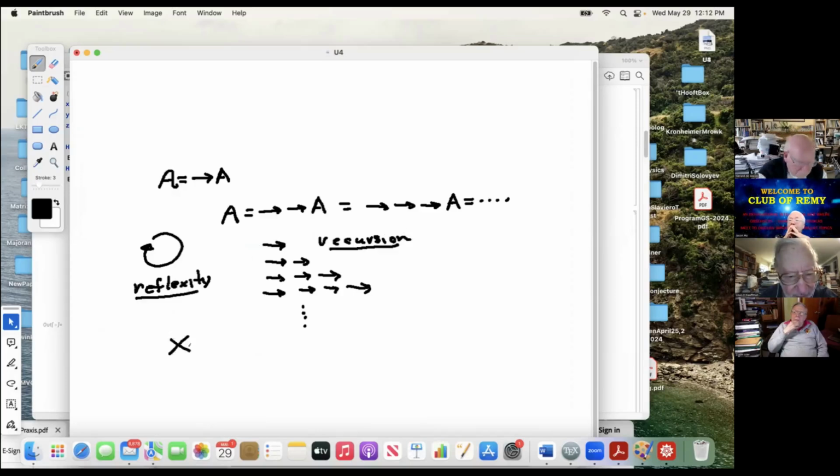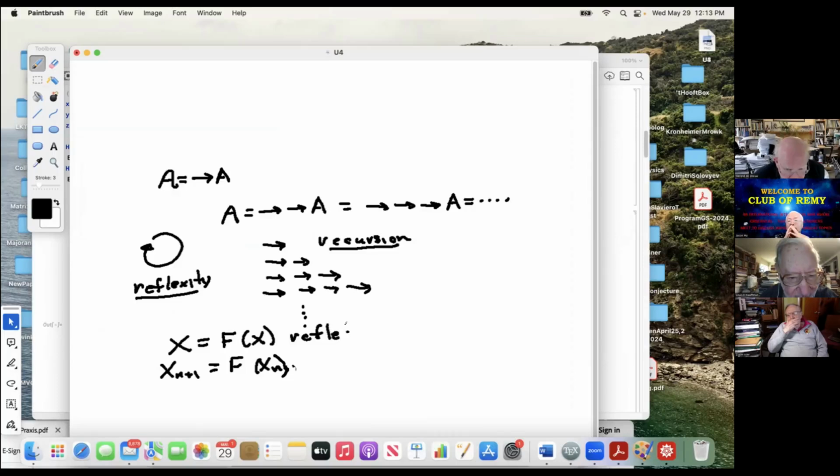Another way of putting it is if I wrote x equals f of x, then I could rewrite it as x(n+1) is equal to f of x(n). And here I have a recursion, and here I have a reflexivity. So from that logical point of view, they're directly related to one another. And that's the way I'm thinking, which may be different from what you were saying. That's why I wanted to write it, because maybe this is not what you meant.